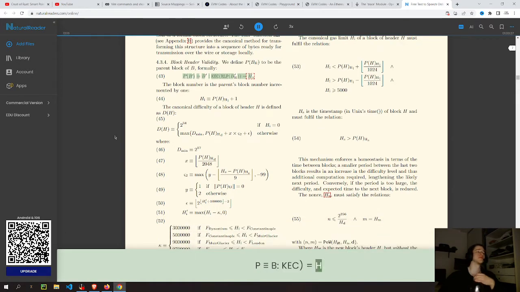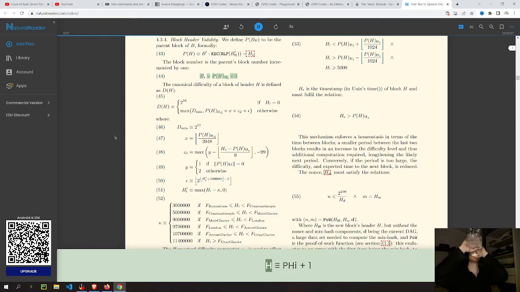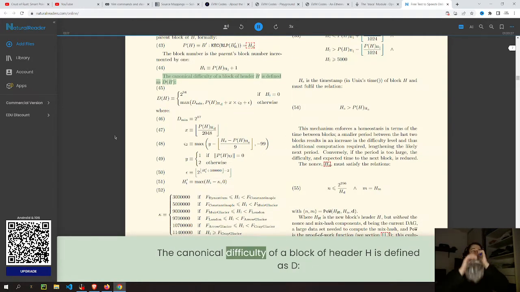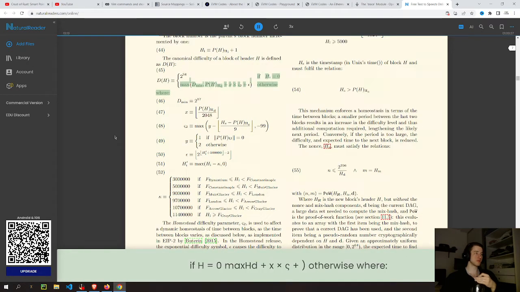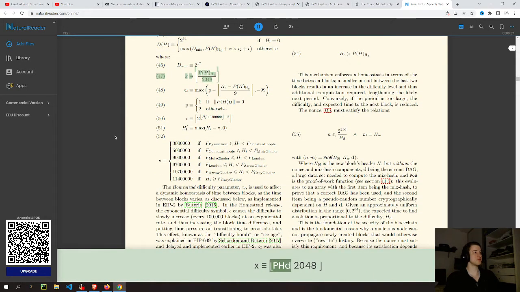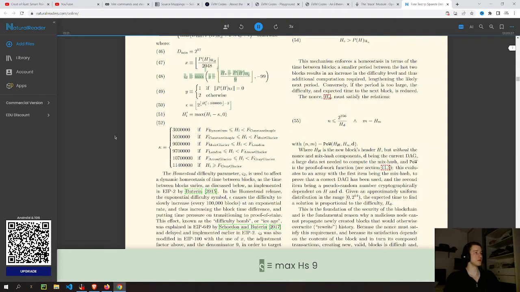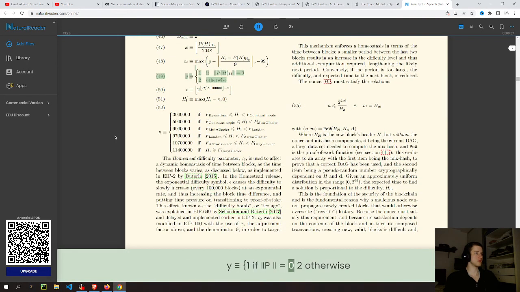PB, Keccak, equals H. The block number is the parent's block number incremented by 1. H5 plus 1. The canonical difficulty of a block of header H is defined as D. D234. If H equals 0 max HD plus X times final sigma plus, otherwise where? Min 217. XPHD 2048. Final sigma max HS 9. 99. Y1 if P equals 0 2 otherwise.